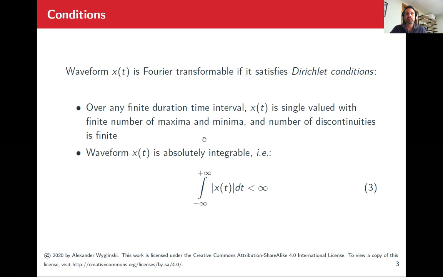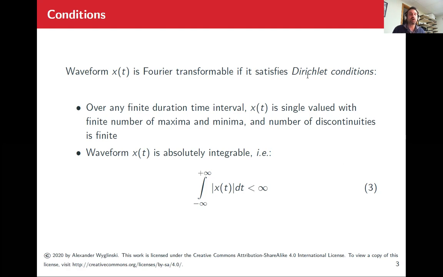Take a time interval, let's say t1 to t2, of x of t, and it has to have a finite number of peaks and valleys. And if there are any discontinuities, there cannot be an infinite number of them.